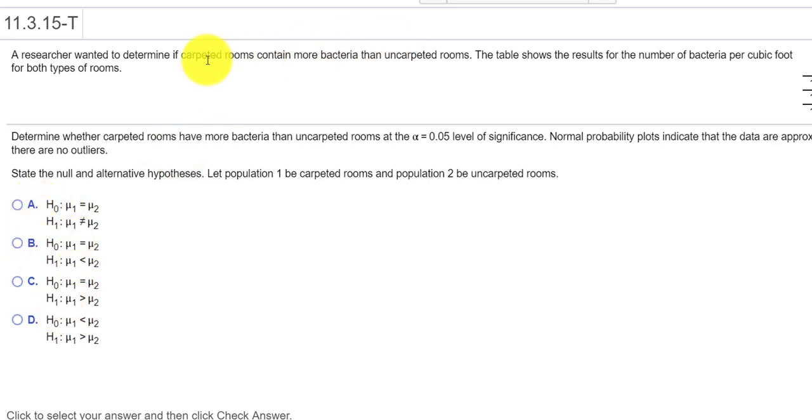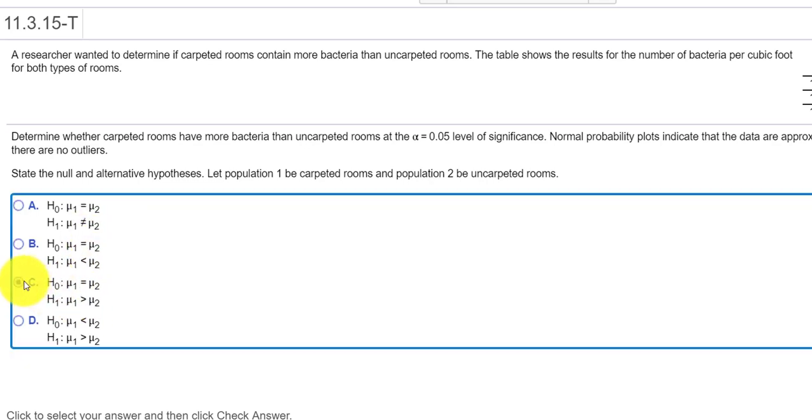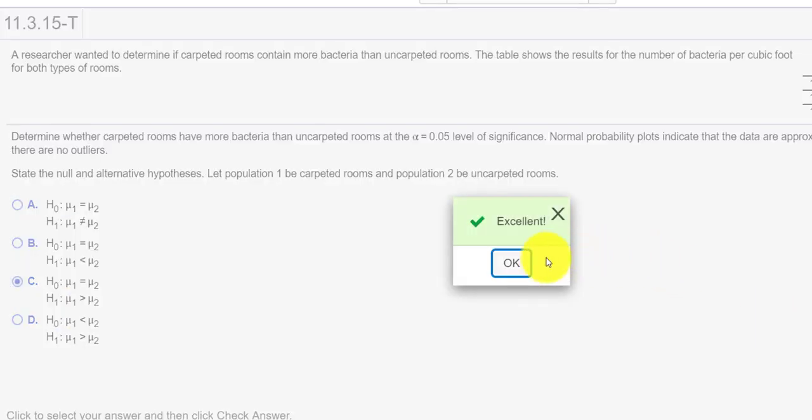And then we want to know, does the carpeted room have more bacteria? Meaning, is U1 greater than U2 in terms of bacteria? So choice C would be my answer, right? Carpeted rooms have more bacteria than non-carpeted rooms. Check answer. Looks good.